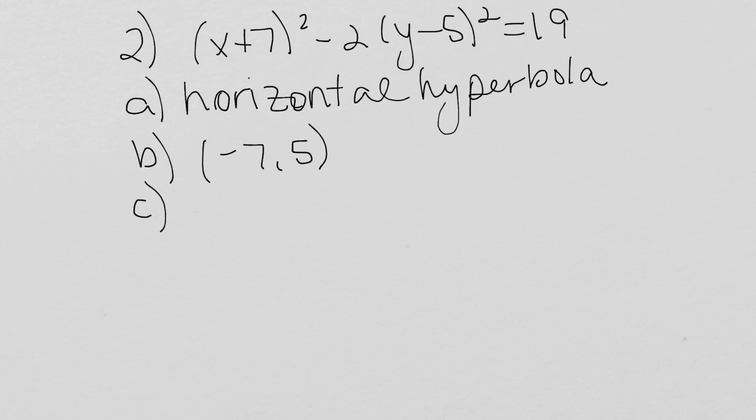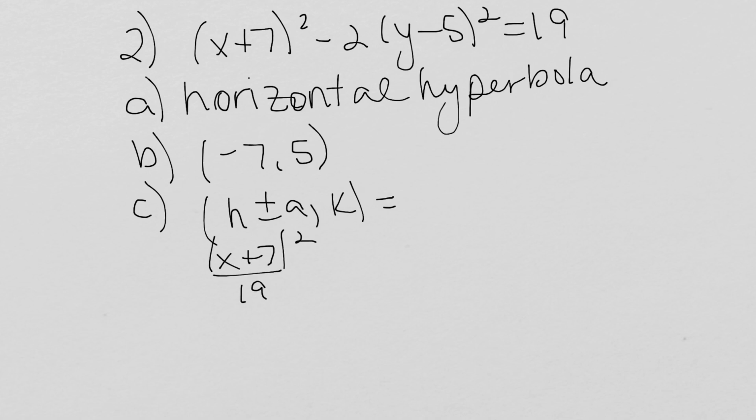It then asks us what the vertices are. And we know the vertices go (h ± a, k). And so we need to figure out what a is, which means that we need to put our equation into standard form, and standard form equals 1. So we're going to divide everything by 19. When I have that 2 over 19, I can just write that as a 9.5 in my denominator, and that's all going to equal 1.